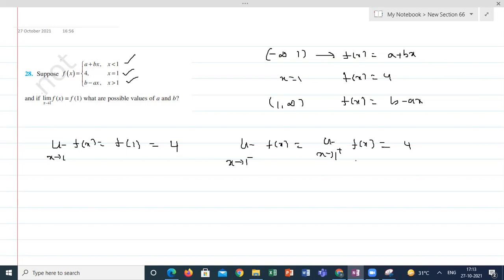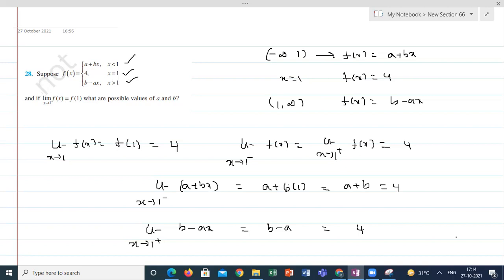So how to do this question? First calculate the left hand limit as usual. Limit x tends to 1 minus, if x is less than 1, my function is a plus bx. If I substitute x is 1, the left hand limit is a plus b, which should be equal to 4. Same if I take the right hand limit x tends to 1 plus, if x is greater than 1, my function is b minus ax. So b minus a should be equal to 4.